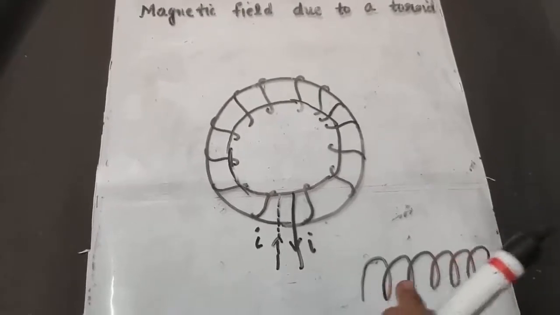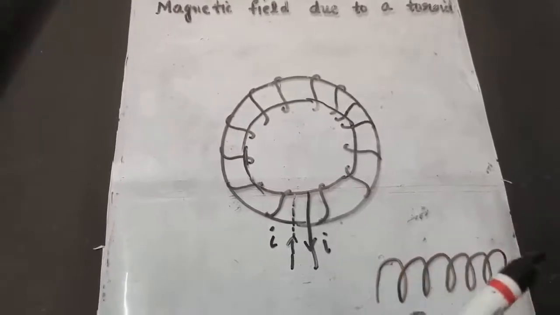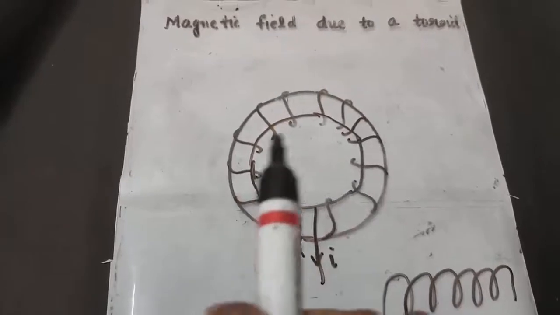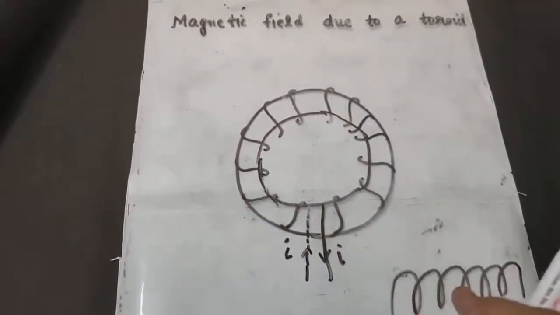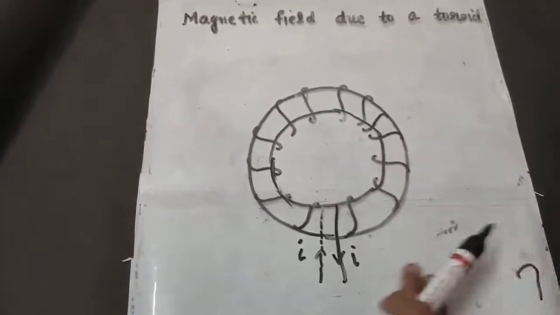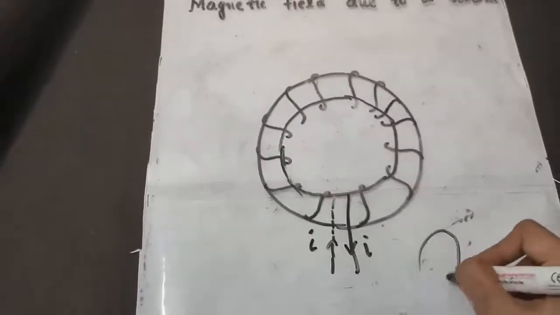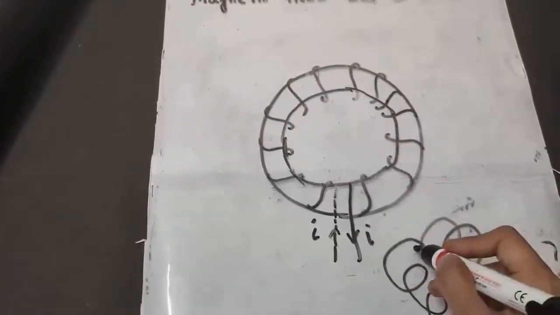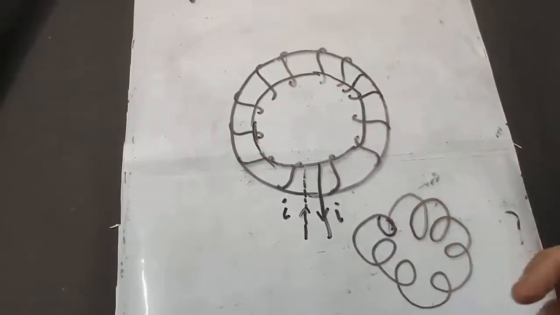Then if you bend this solenoid in a circular shape, you will get this particular shape, and this is how we make a toroid. That is, the solenoid is bent in a circular shape, and after bending the solenoid into the circular shape, you will get a shape like this. So this is how we make a toroid.